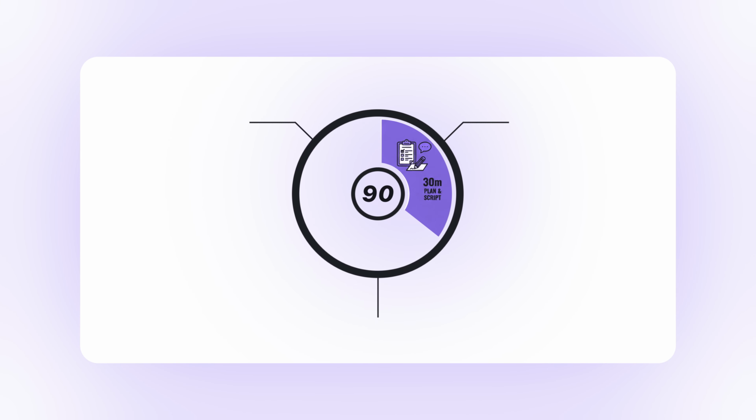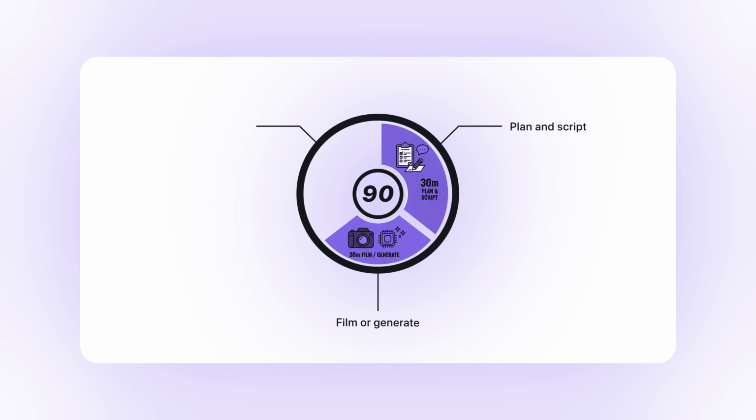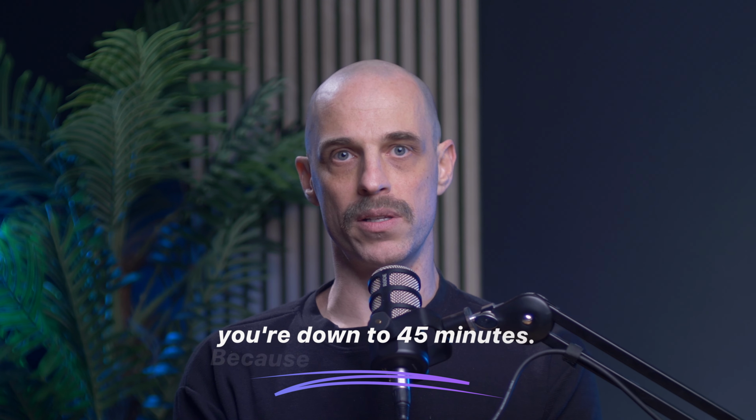For your first video, using this framework, plan for 90 minutes total. 30 minutes to plan and script with all elements included, 30 minutes to film or generate, and 30 minutes to edit and refine. By your fifth video, you're down to 45 minutes because you have templates. You know what works, you're just executing. By your 20th video, you can do this in 20 minutes because it becomes second nature.